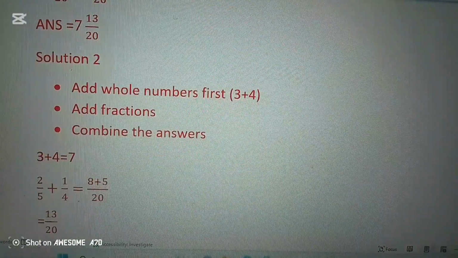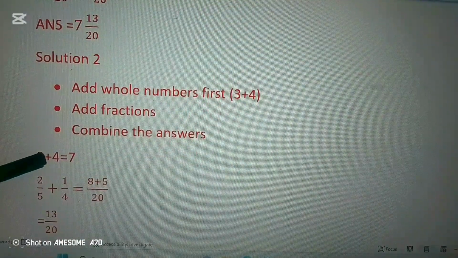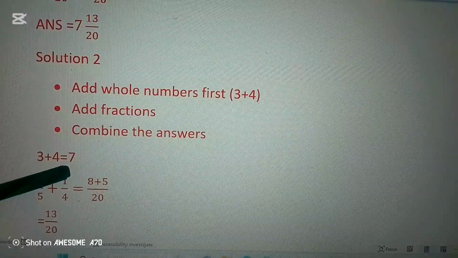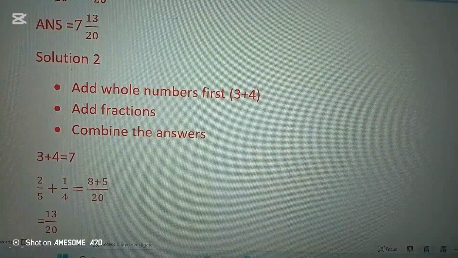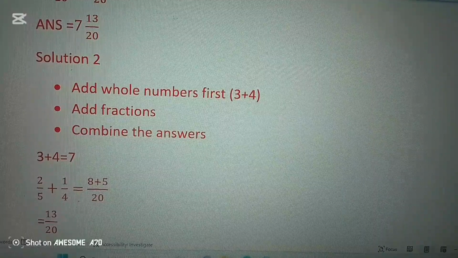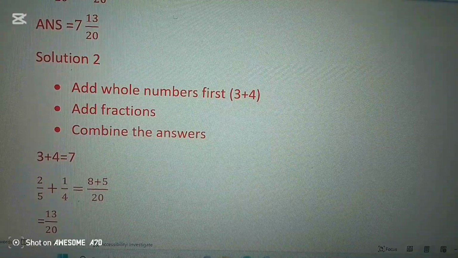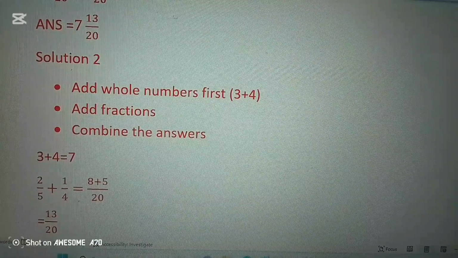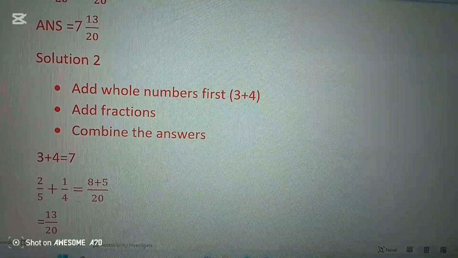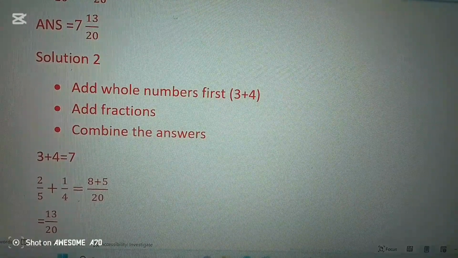Here we are. Now the first step, we are adding 3 to 4 and we get our answer as 7. We are done with our first step. Yeah, we are done with adding whole numbers. Now we go to the second step, addition of the fractions. Now we are adding 2 over 5 to 1 over 4.